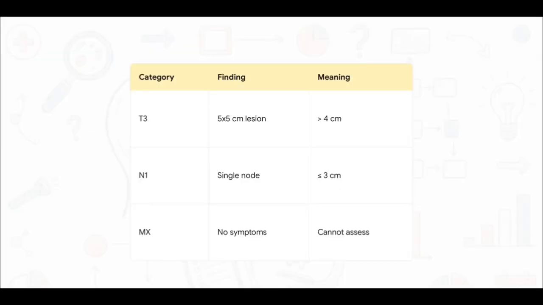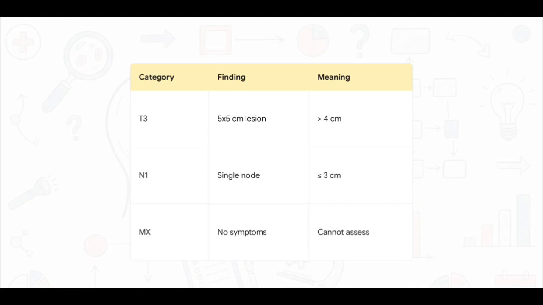And this brilliantly illustrates how we translate physical findings into the global TNM language. The tumor is 5 by 5 centimeters. Because it's larger than 4 centimeters, boom, it's automatically a T3. The patient has a single mobile lymph node measuring 1.5 by 1 centimeter. Since it's a single node, 3 centimeters or smaller, that's N1.